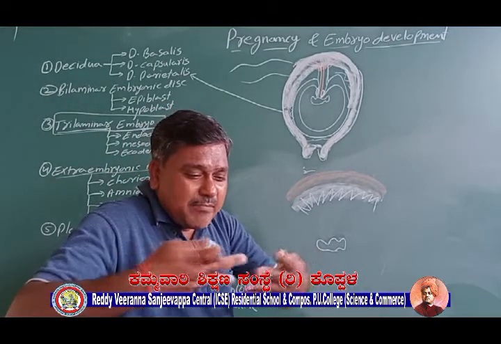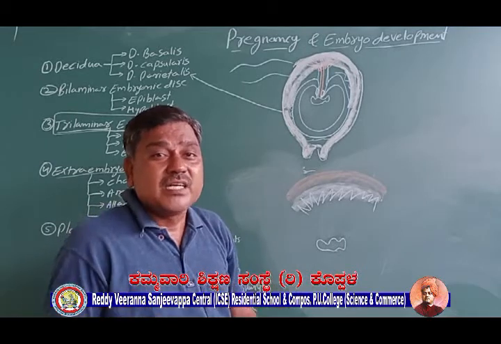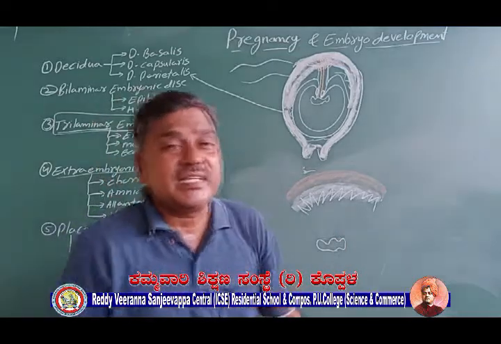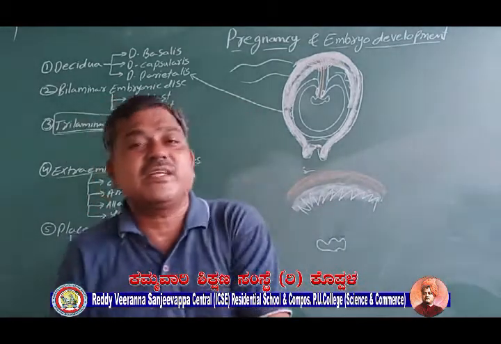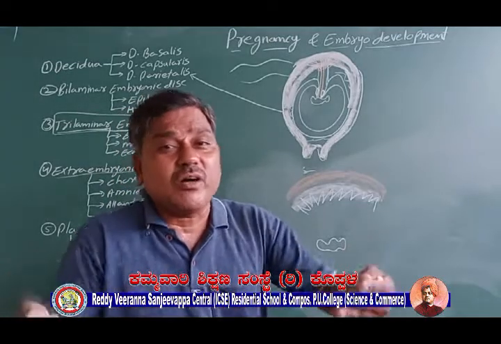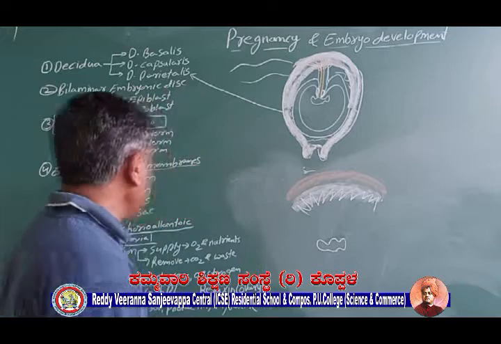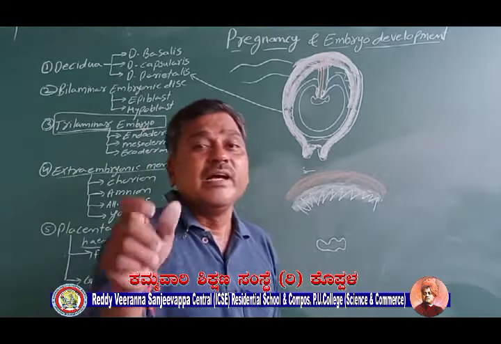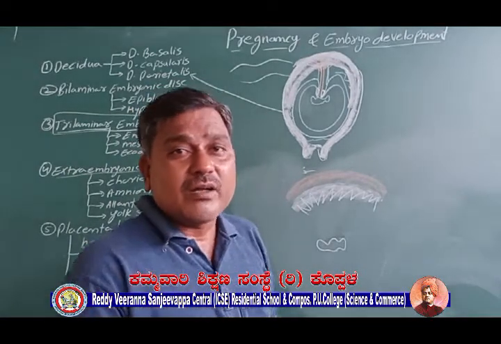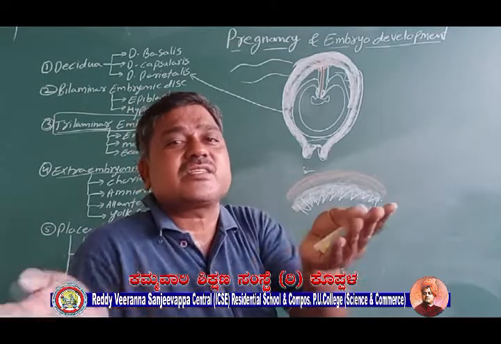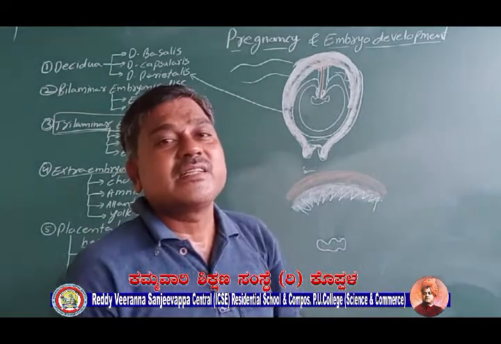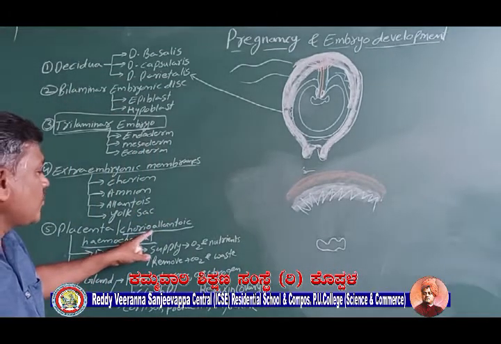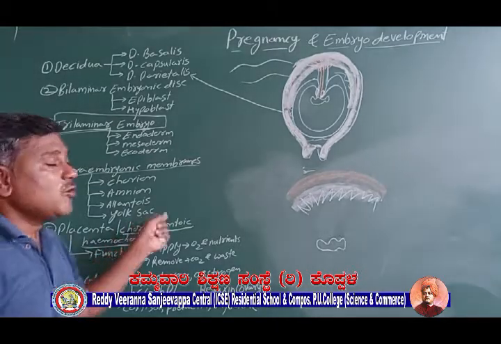Hemochorial means the chorion is embedded into the mother's tissue, and there is exchange of nutrients and interaction between the mother's blood and the fetus. This exchange of blood occurs through small tubes. That's why it is called hemochorial. Hemo means blood, and this chorion helps in exchange of blood between mother and fetus. So the placenta is also called the chorioallantoic placenta and the hemochorial placenta.